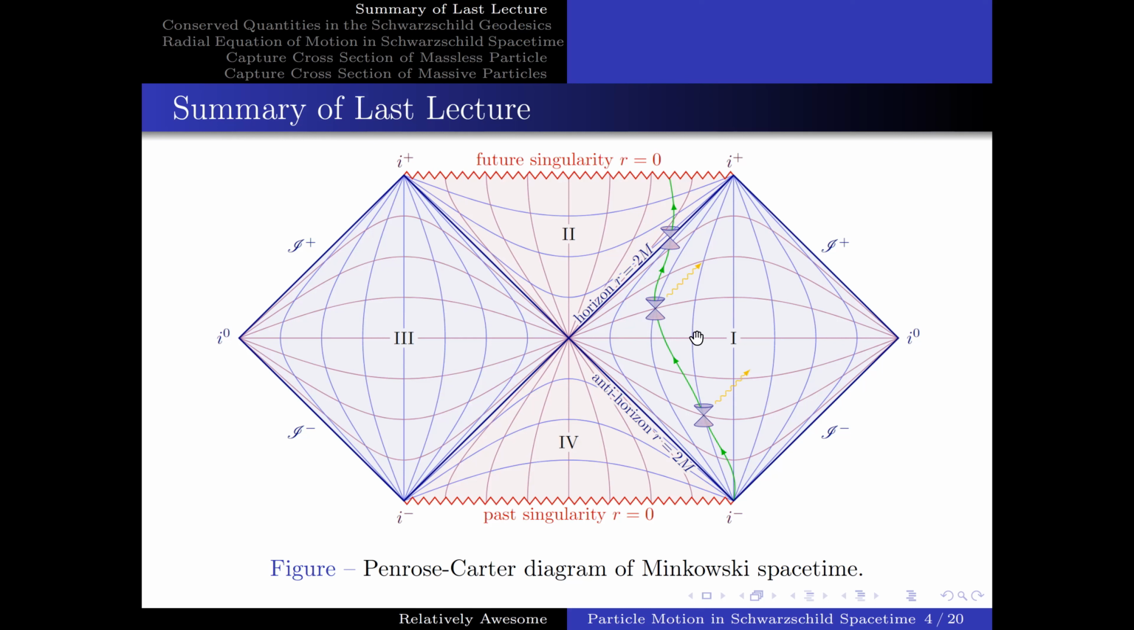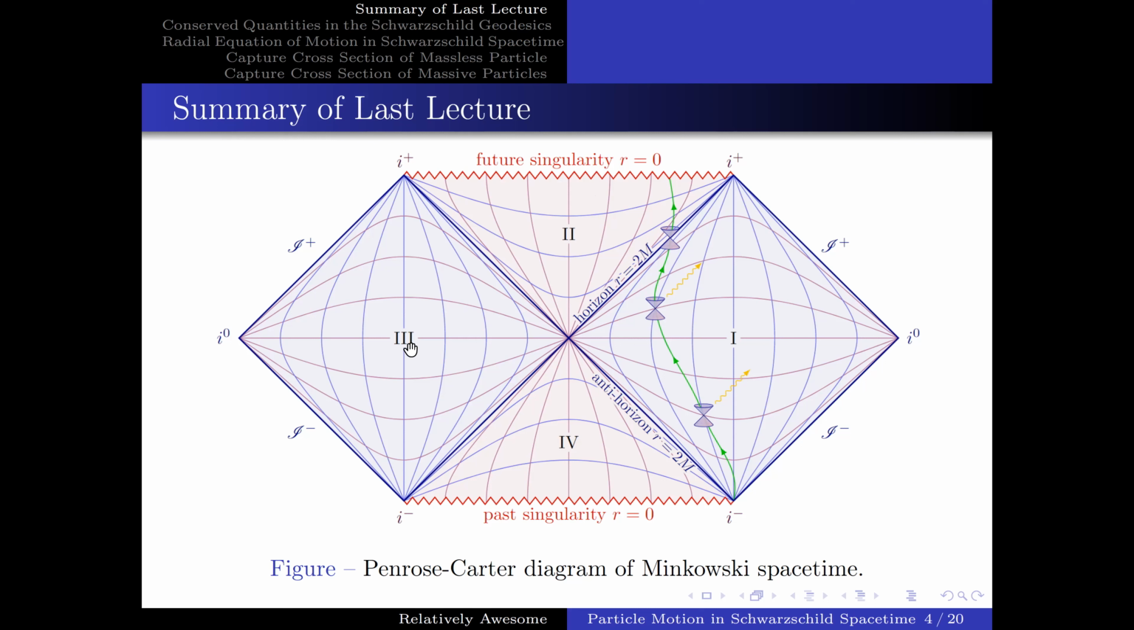As we can see from this Penrose-Carter diagram, it is divided into 4 regions. Region 1 is known as the exterior black hole region, where capital U tilde is less than 0 and capital V tilde is greater than 0. Region 2 is known as the interior black hole region, where capital U tilde is greater than 0 and capital V tilde is greater than 0.